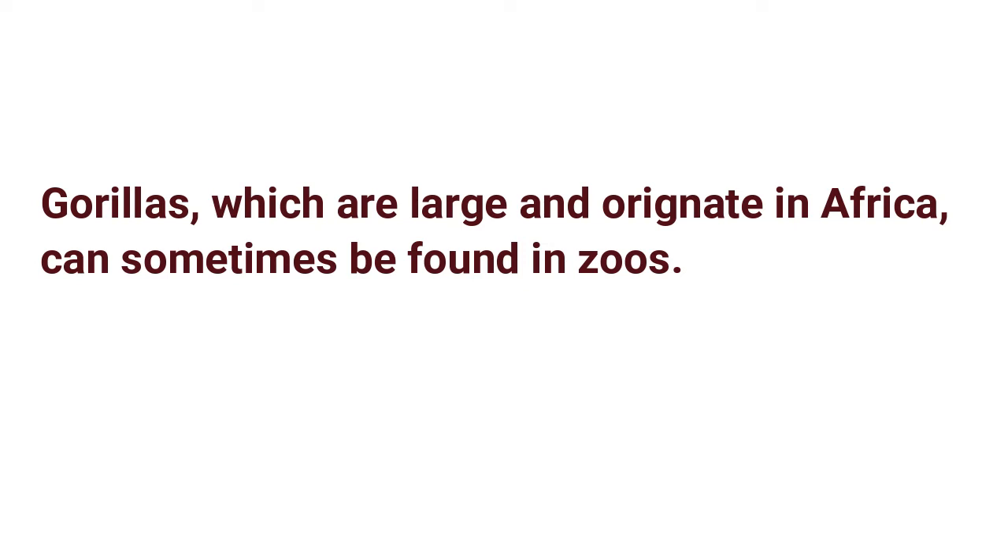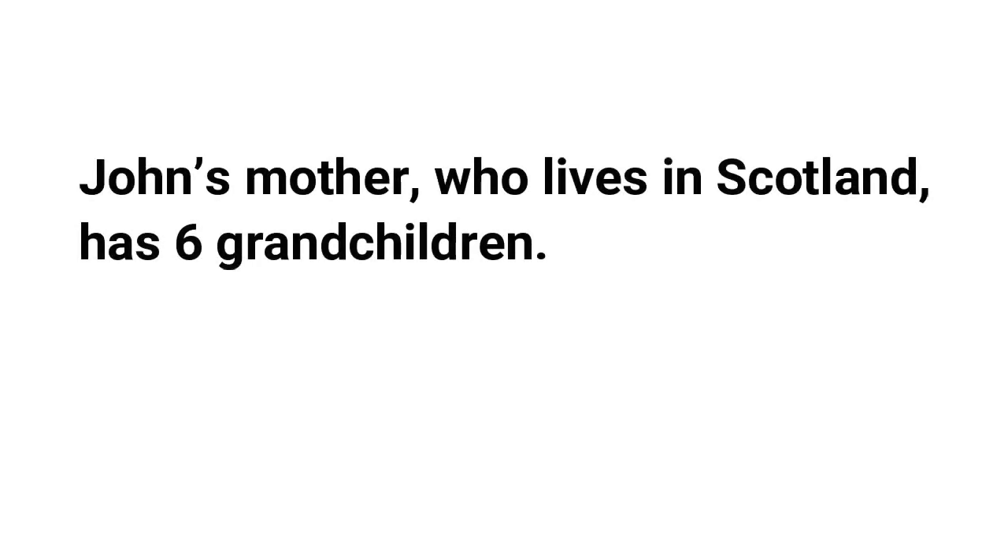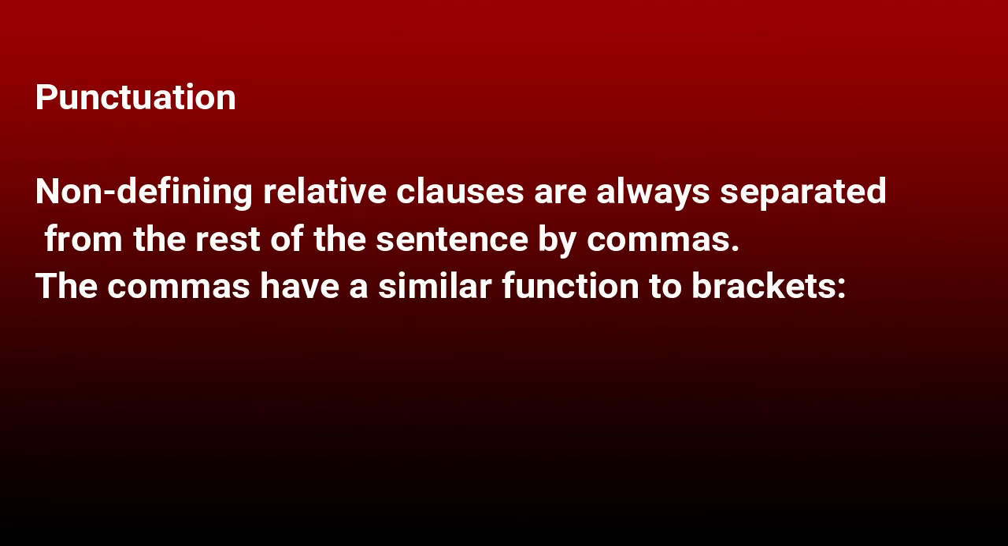Let's move to the next example. John's mother, who lives in Scotland, has 6 grandchildren. We know who John's mother is, and he only has one. The important information is the number of grandchildren, but the fact that she lives in Scotland might be followed with the words by the way. It is additional information. Dear students, please understand the non-defining relative clauses are always separated from the rest of the sentence by commas. The commas have a similar function to brackets.